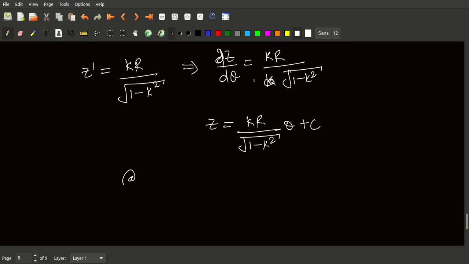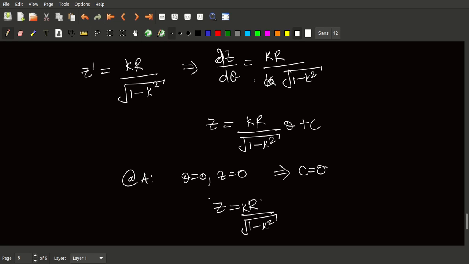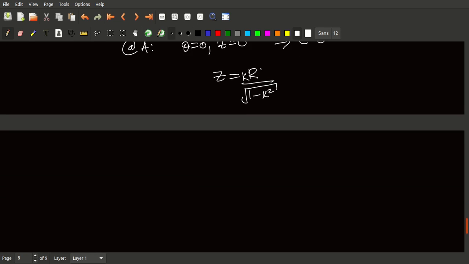So at A what do you have? At A, theta is equal to 0, z is equal to 0, and r is at capital R. That part we already applied here. So now this means c has to be equal to 0. So z equal to k R upon under root of 1 minus k squared, times theta, is now your solution for z. c is equal to 0. One constant is fixed.